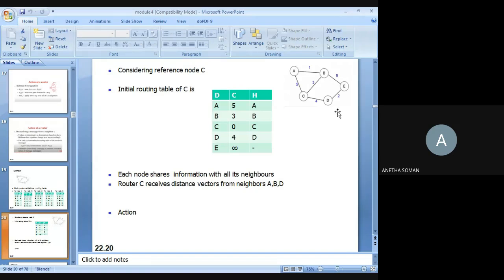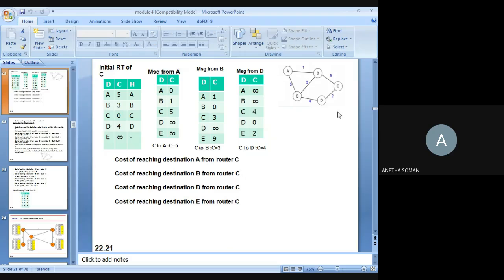Now, once I receive that distance vector, I have to perform some action, and that action, I have told you, is based on the Bellman-Ford equation. What action do I have to do? You have the initial routing table of C, because C is my reference node. Now, who are my neighbors? My neighbors are A, B, and D. What information will I get from those neighbors?